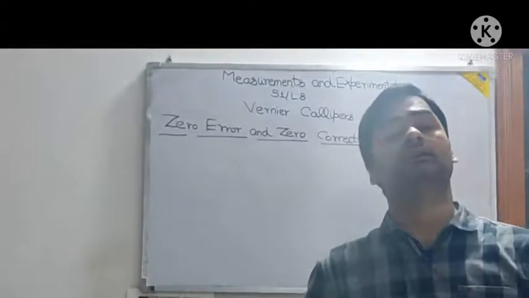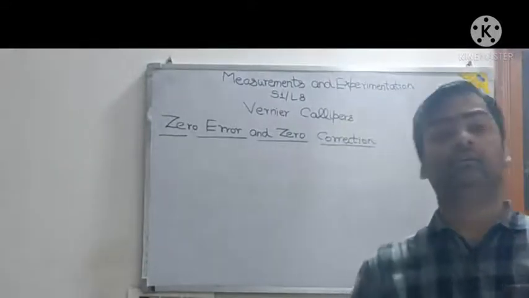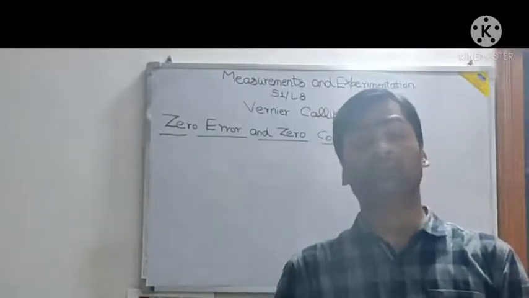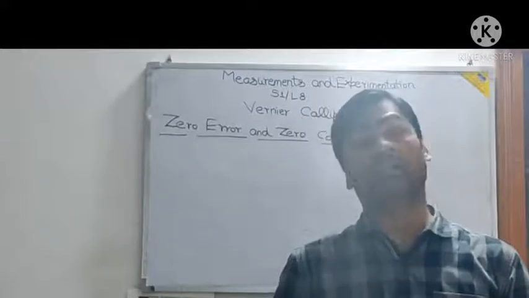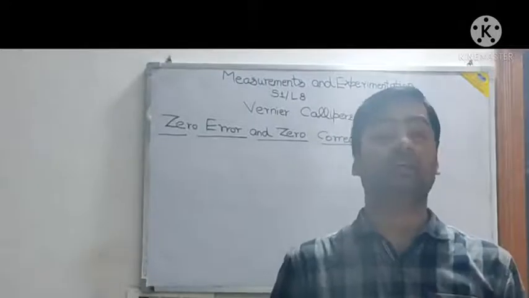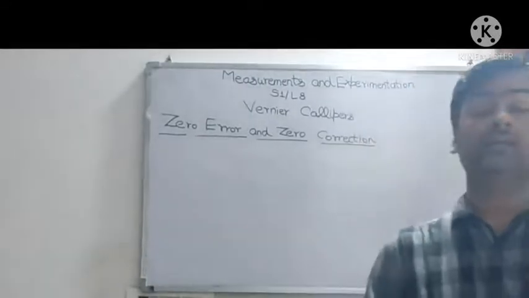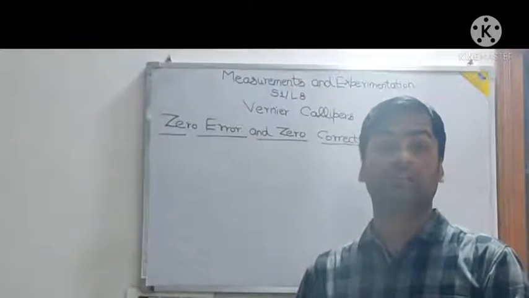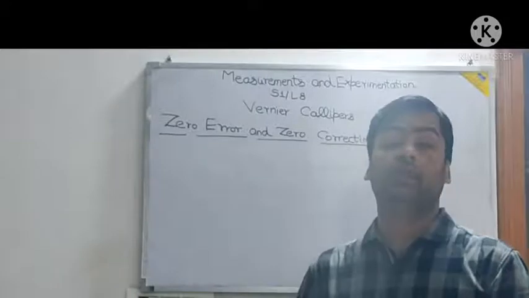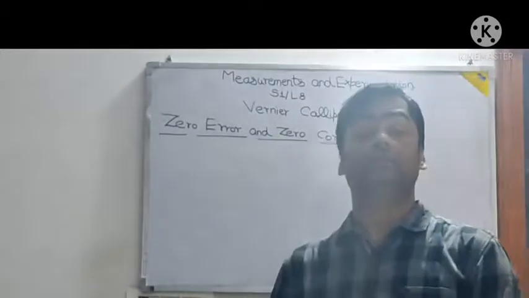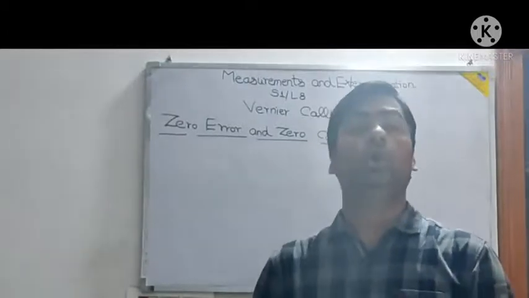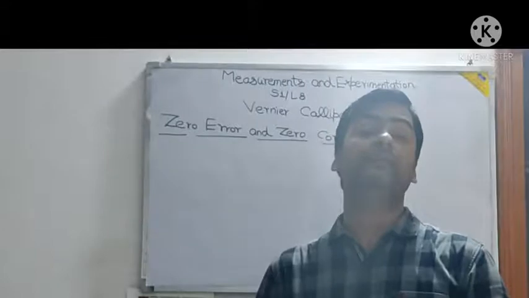And see children, the type of zero error is decided on the basis of whether the zero of vernier is on the right hand side of the main scale zero or on the left hand side. If the zero of vernier calipers is on the right hand side of the zero of the main scale, then we say a positive zero error has occurred. If the zero of the vernier scale is on the left hand side of zero of the main scale, a negative zero error is said to occur.